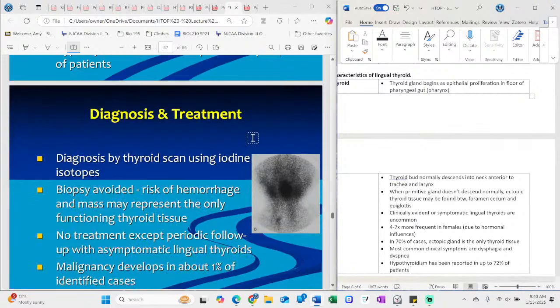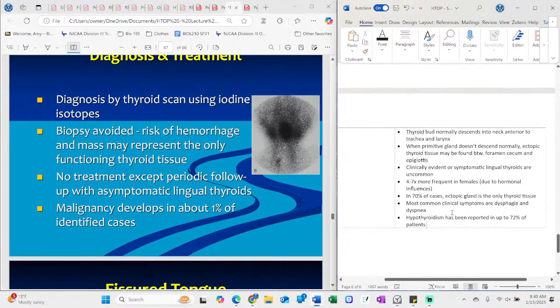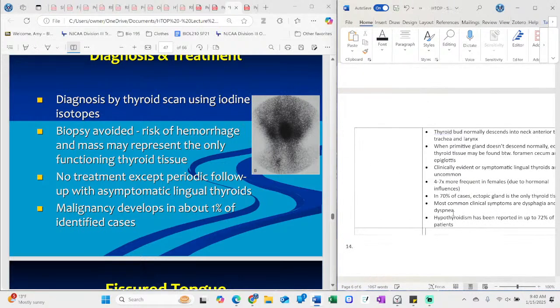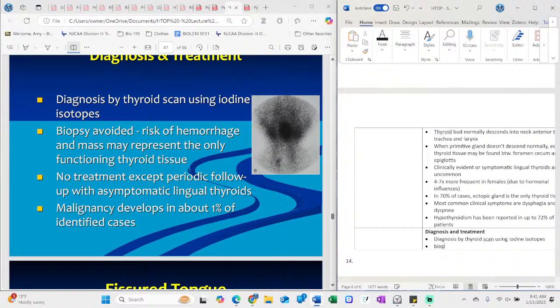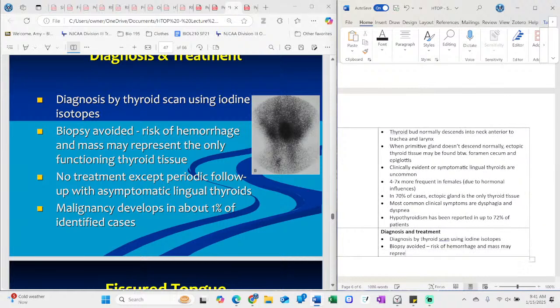So the diagnosis is determined by thyroid scan using either iodine isotopes or technetium-99. In this image that you see on the right, this is an iodine isotope, and you can see the uptake is more in the tongue area, and there is minimal uptake in the neck area where the thyroid is supposed to be. So biopsy should usually be avoided because these are highly vascular structures. There is risk of excessive bleeding.